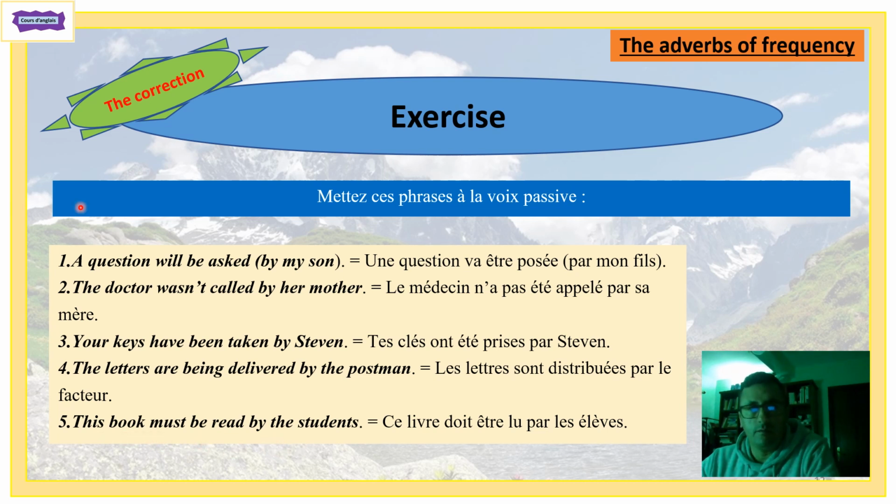Voilà. Vous voyez maintenant la traduction en français. Première phrase. Une question va être posée par mon fils. Deuxième phrase. Le médecin n'a pas été appelé par sa mère. Troisième phrase. Tes clés ont été prises par Steven. Quatrième phrase. Les lettres sont distribuées par le facteur. Et cinquième phrase. Ce livre doit être lu par les élèves.